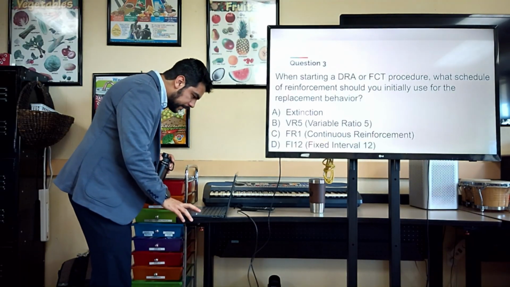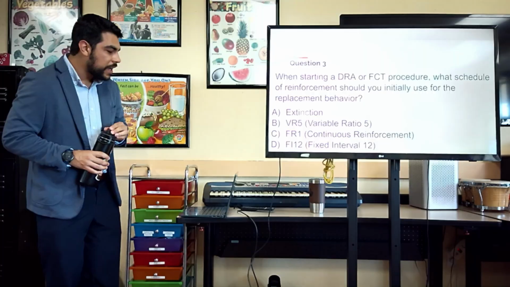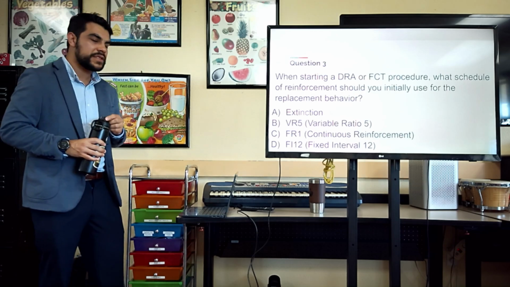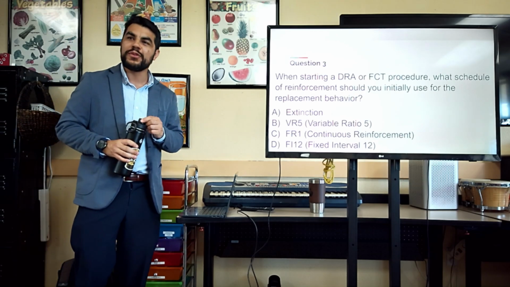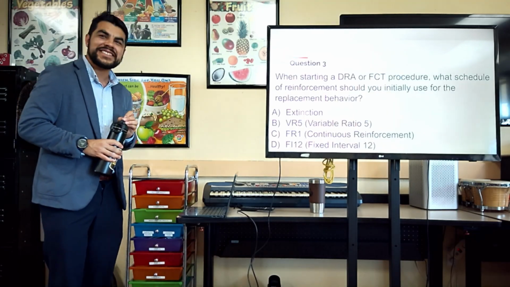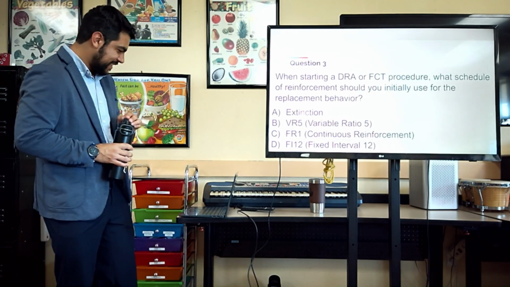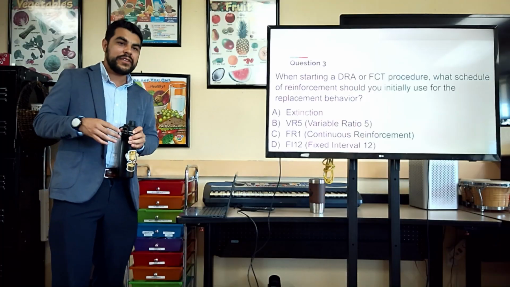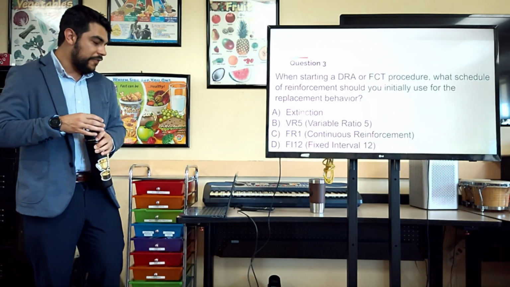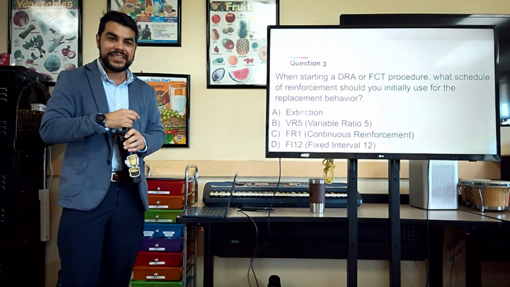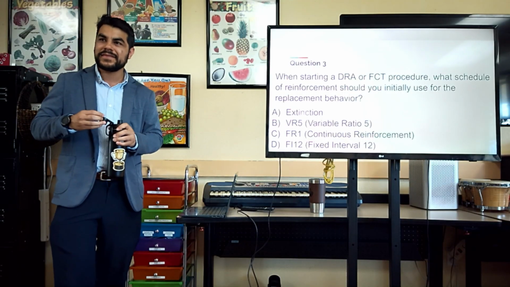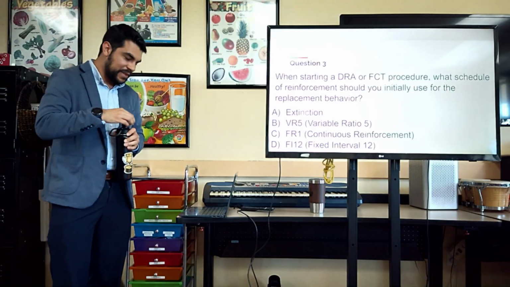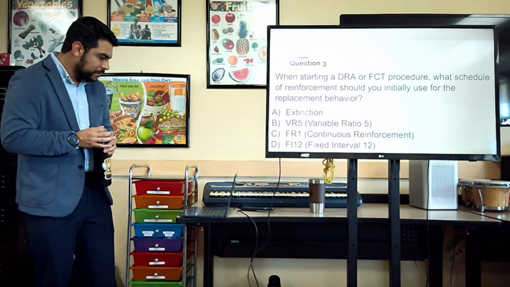When starting DRA or FCT, what schedule of reinforcement should you initially use for the replacement behavior? Ooh, schedule of reinforcement. We haven't talked about this one in a while. So we're looking at pure extinction, VR5, FR1, or FI12. I did briefly mention it when we were talking about it in the slide. So let's try to break these down together.